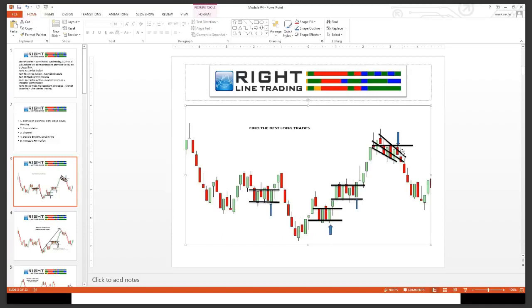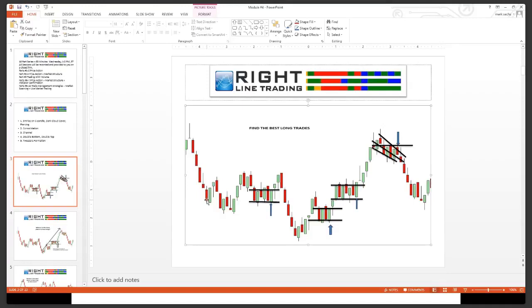Now, we're not going to talk about whether this is a counter trend channel or a channel with the trend yet. What we're going to do is we're going to look for trends. Now, if we look for any single candle entries here, you're going to see that there just aren't any, based on our rules.